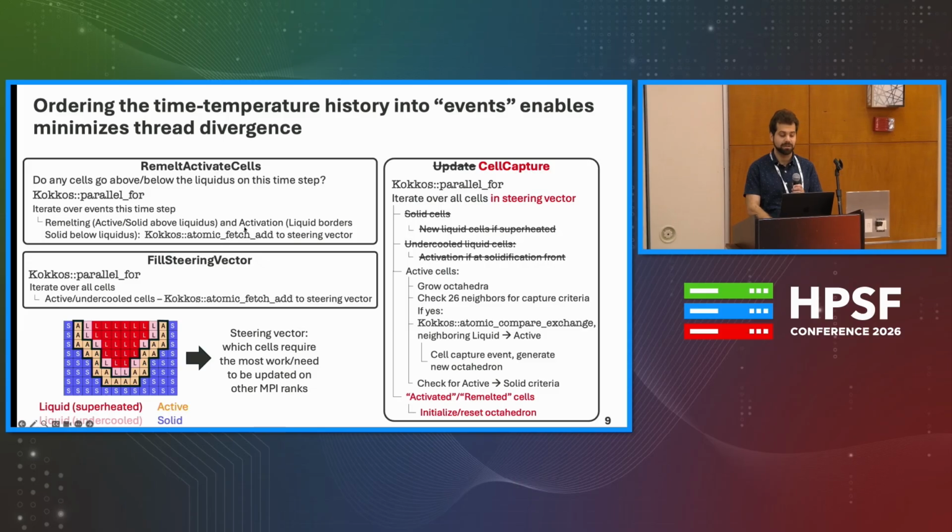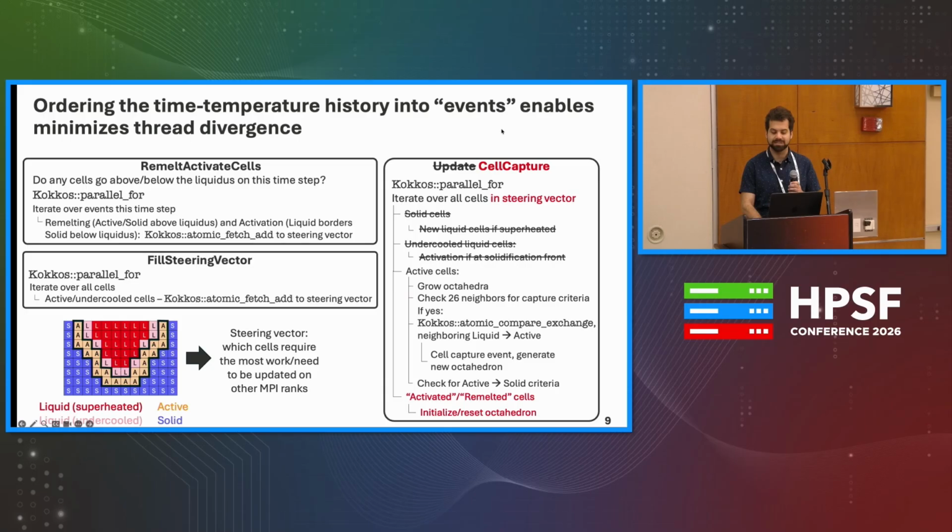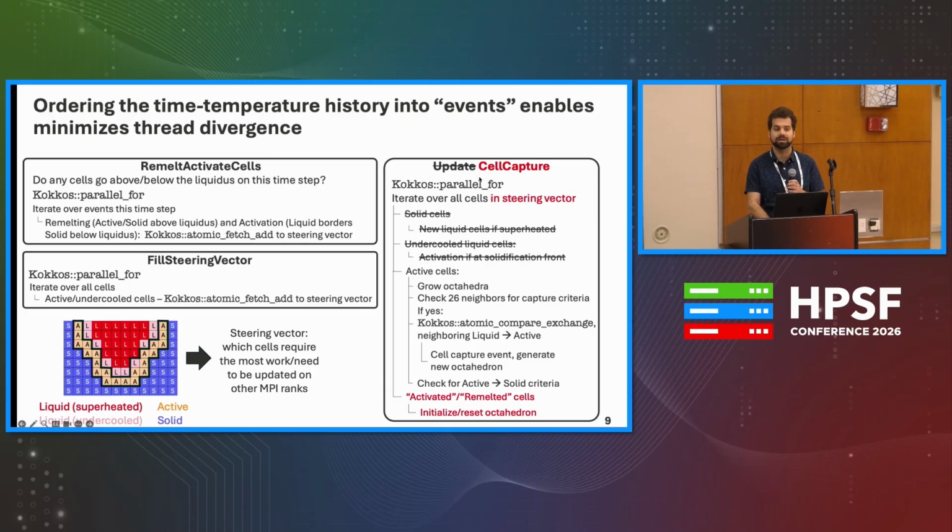Filling the steering vector, here we actually do iterate over all the cells in the system, but all we're doing is looking for the ones that are active and undercooled, and we're again doing an atomic fetch add to this steering vector. And so the steering vector is essentially a list of the 1D indices of the cells where more work is going to need to be done. And finally, the cell capture, we're now not iterating over all of our cells.